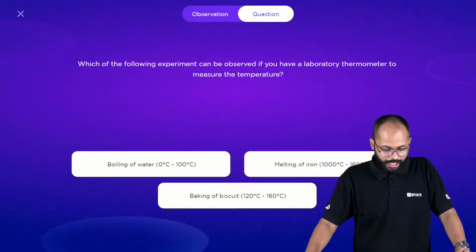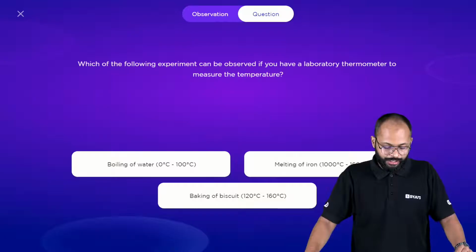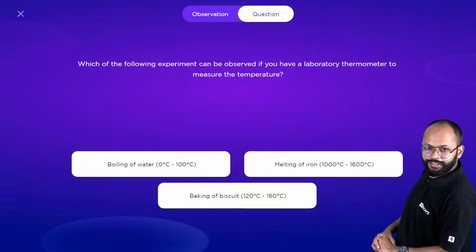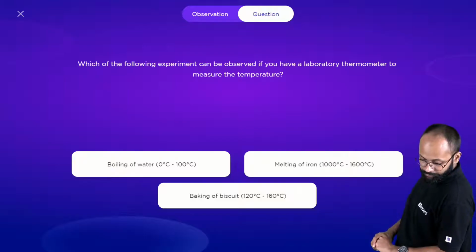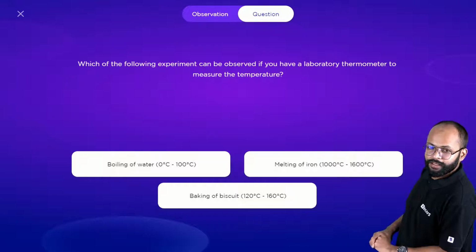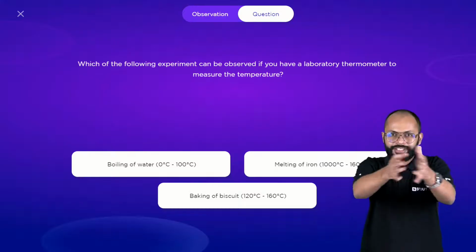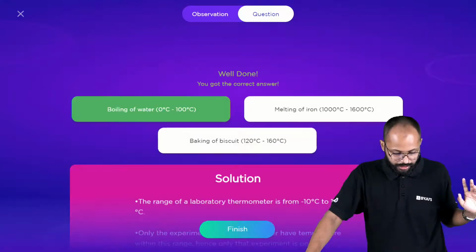Based on this, I can ask you a small question. Which of the following experiments can be observed if you have a laboratory thermometer to measure the temperature? These three options are there for you. Which one should I click on? Yes, Kamlesh, because it is glass. Boiling of water 0 to 100, melting of iron 1000 to 1600, baking of biscuit 120 to 160. Boiling of water, say minus 10 to 110, it should be something in between. We know water boils at 100 degrees, so that is something we can measure. So this should be the answer.